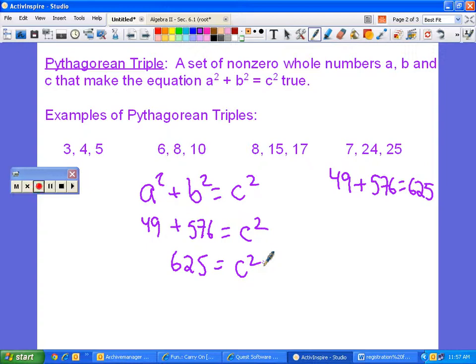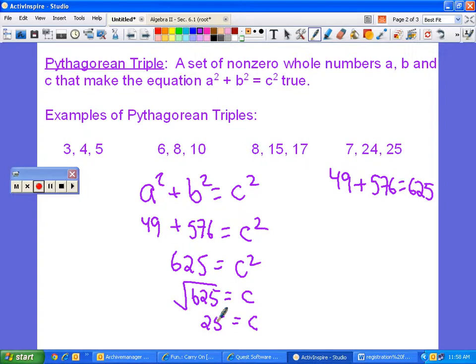Okay. So I take the square root of both sides. So the square root of c squared is c. And then this is going to be the square root of 625. I plug that into my calculator, and I get 25. That's how we use the Pythagorean theorem. But if you know these relationships, you don't have to go through all this. You just say, oh, one side is 7, the second side is 24, third side is 25.